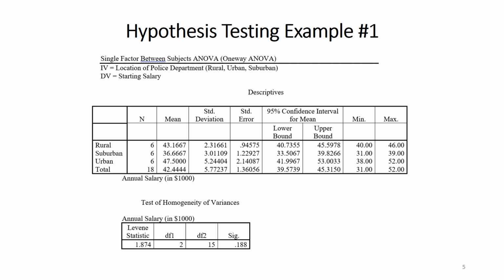Then we have the next column, which is the mean. The mean represents the average annual salary in thousands of dollars across those three different levels of that factor location. So we notice, looking at it, it appears that individuals getting hired in urban environments are making more money than individuals in rural or suburban, with urban being the highest at 47.5, rural being second at 43.17, followed by suburban at 36.666.